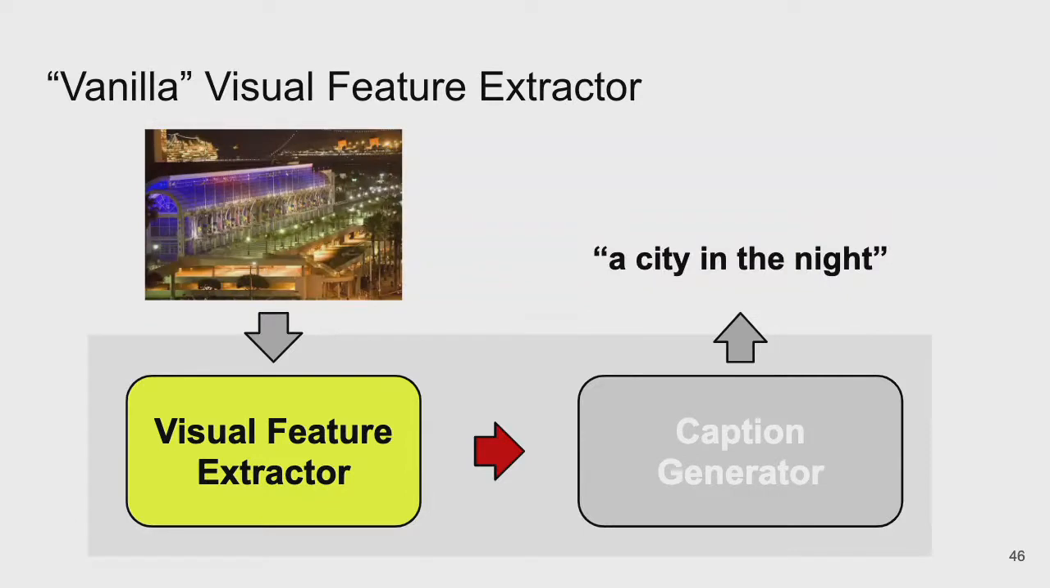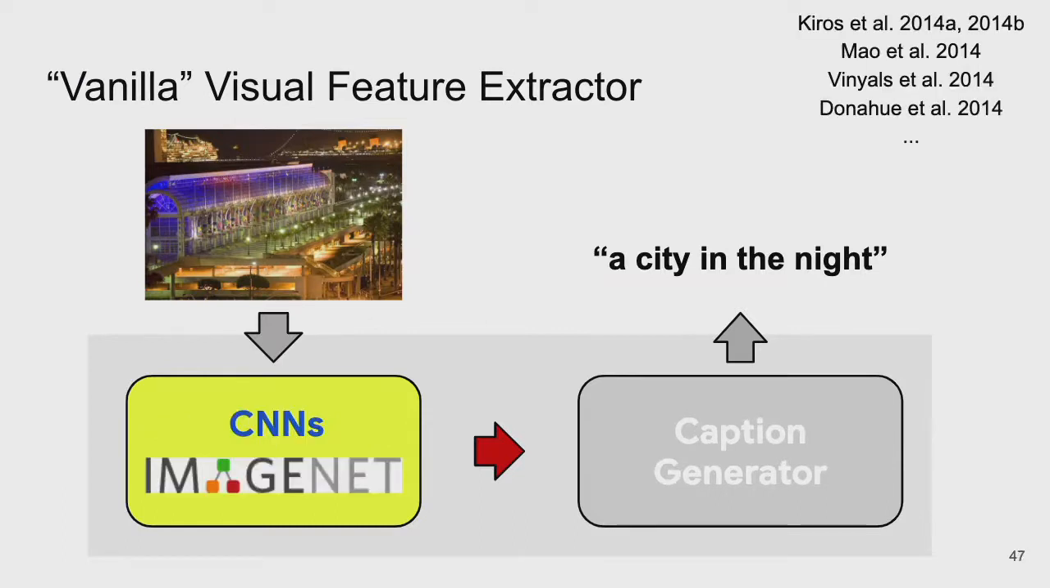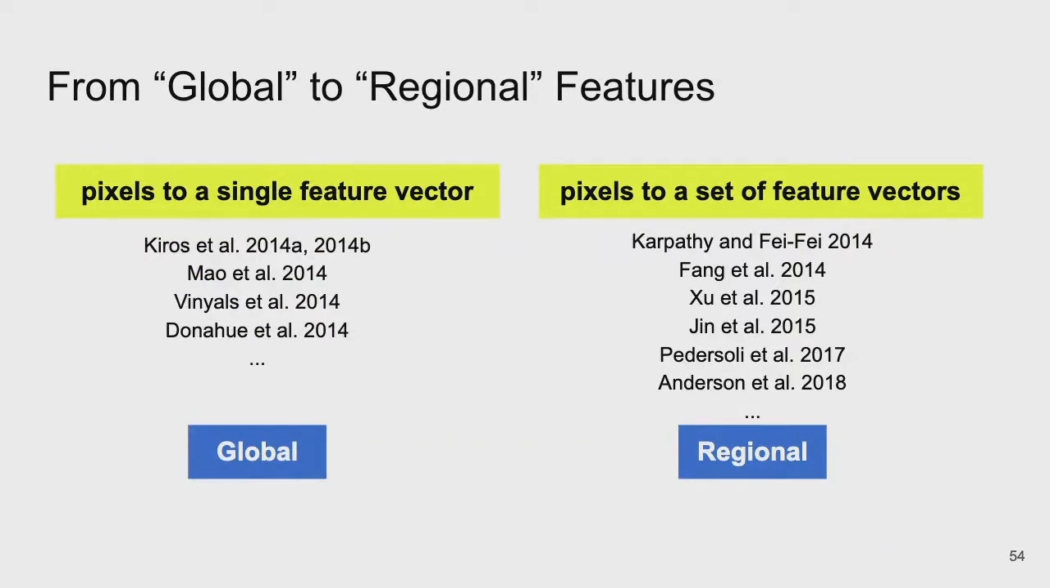Now the first question you get asked is, what is the simplest visual feature extractor that I could have, and start from there. Of course, you can use a network trained on ImageNet, and this is basically what these four or five papers introduced in 2014 did for image captioning. But the recent trend is that the ImageNet architecture gives you a single feature vector for each image.